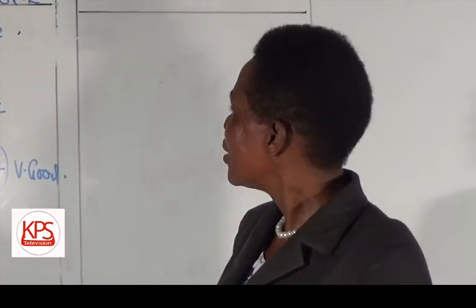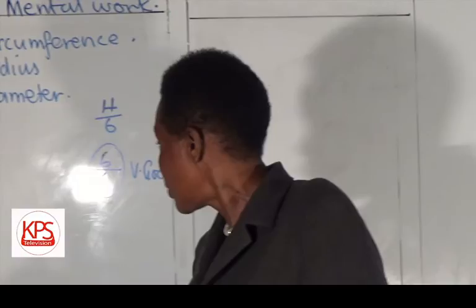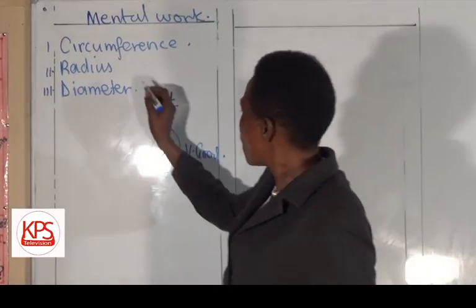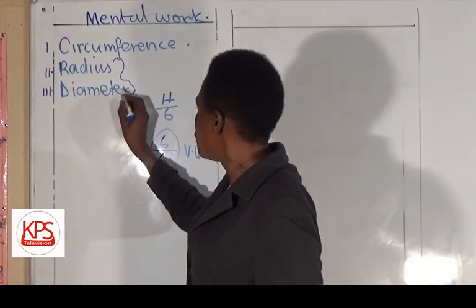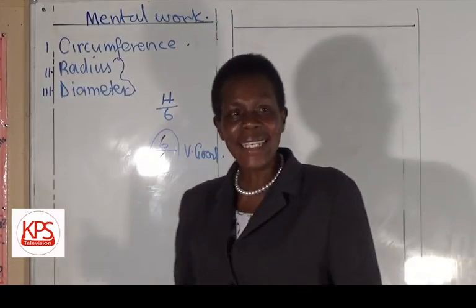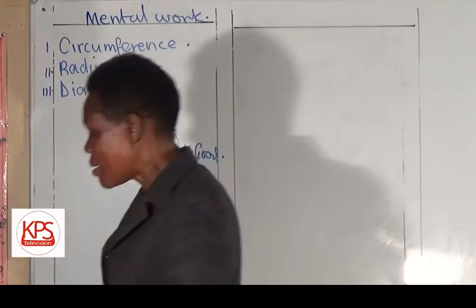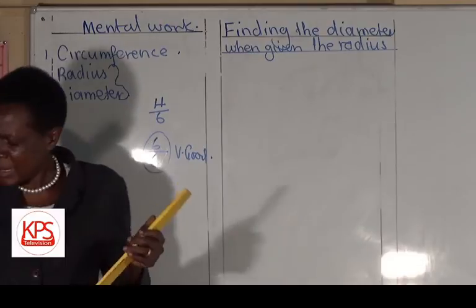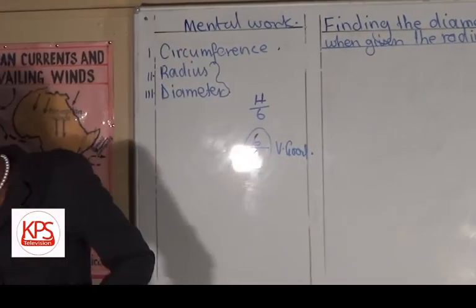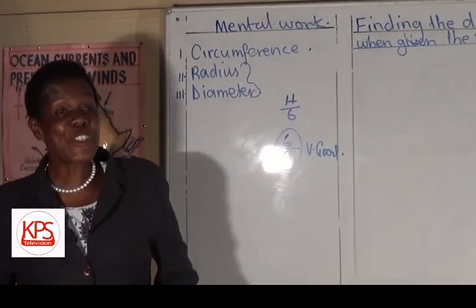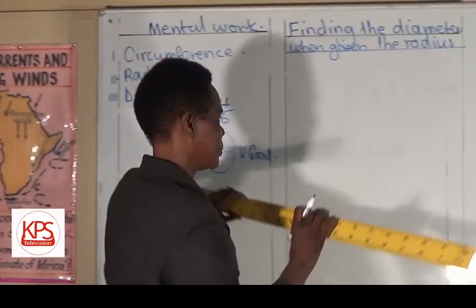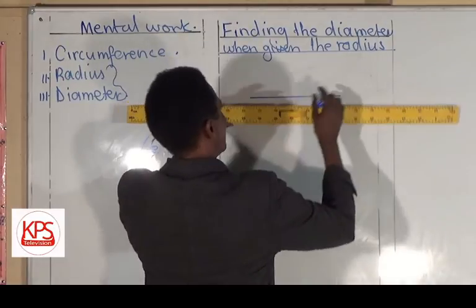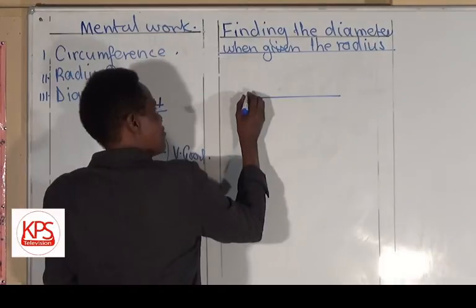Now, as I told you before, we started a topic. From this, we are going to take these 2: finding the diameter when given the radius. That is exactly what we are going to do. But before we go to it directly, I want to do some practical work to drive us there. So now we have practical work.